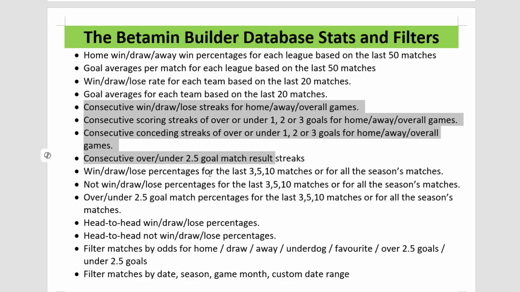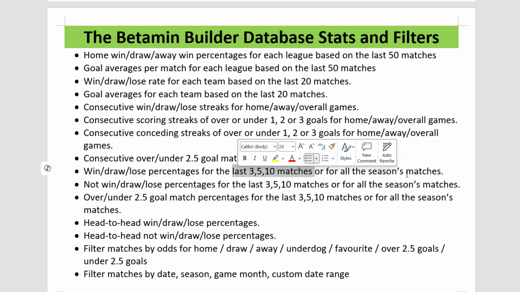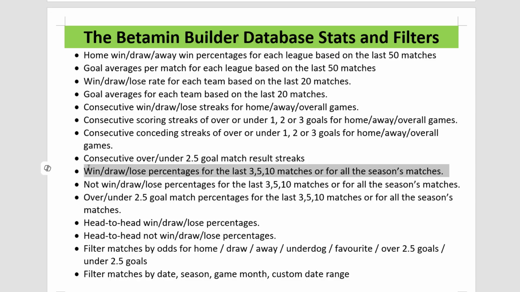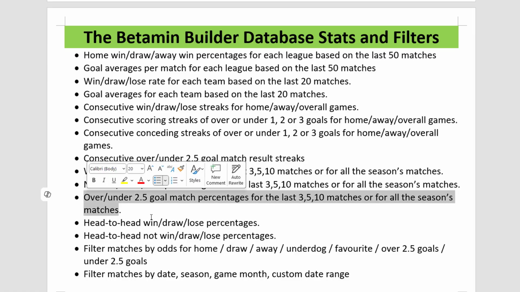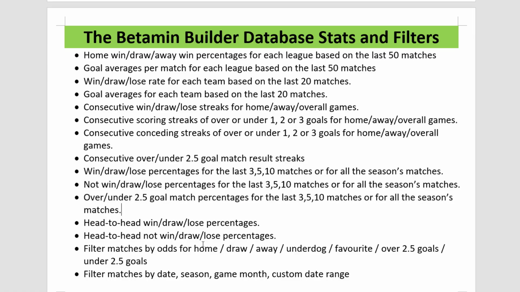It has streaks, such as consecutive win, draw, lose streaks, consecutive scoring streaks, consecutive conceding streaks, consecutive over and under 2.5 goal match results. It also has win percentages, and you can choose for how many matches back you want to go for that. So the win, draw, lose percentages for the last 3, 5, 10 matches, or for all of the season's matches. And you can also do reverse percentages of not winning, not drawing, not losing. And same with the over under 2.5 goal match percentages. There are also head-to-head results, and you can filter by dates and odds.